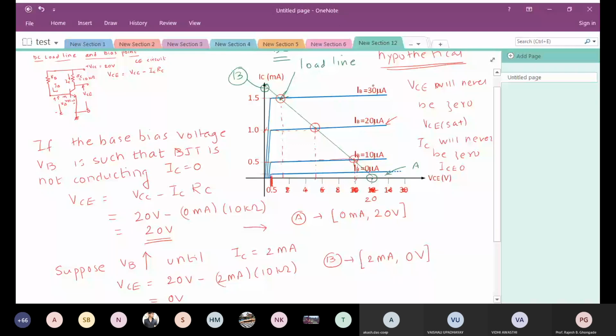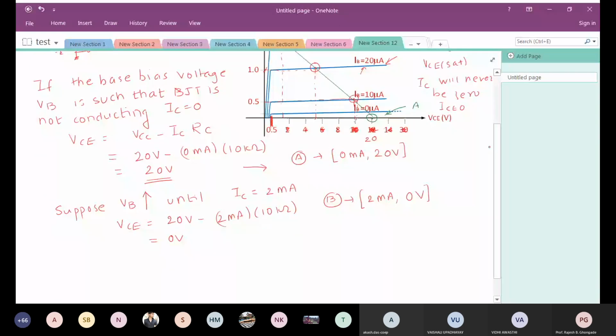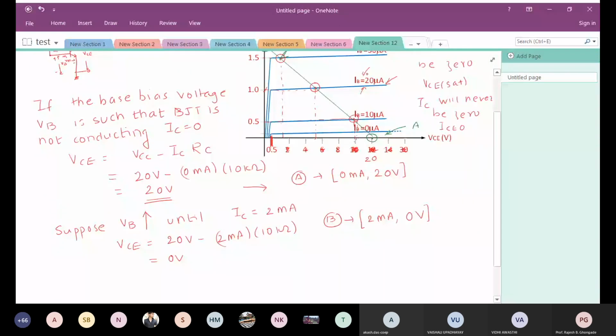So why do we draw the load line? Why do we construct the load line? So that we can find out graphically, at a particular value of base current, what the voltage across collector and emitter and the collector current are going to be. Again, why is this important? Because IB in this case is the input current, IC is the output current, and VCE is the output voltage. So given the base current, I can find out the output voltage also using the load line concept. Okay?